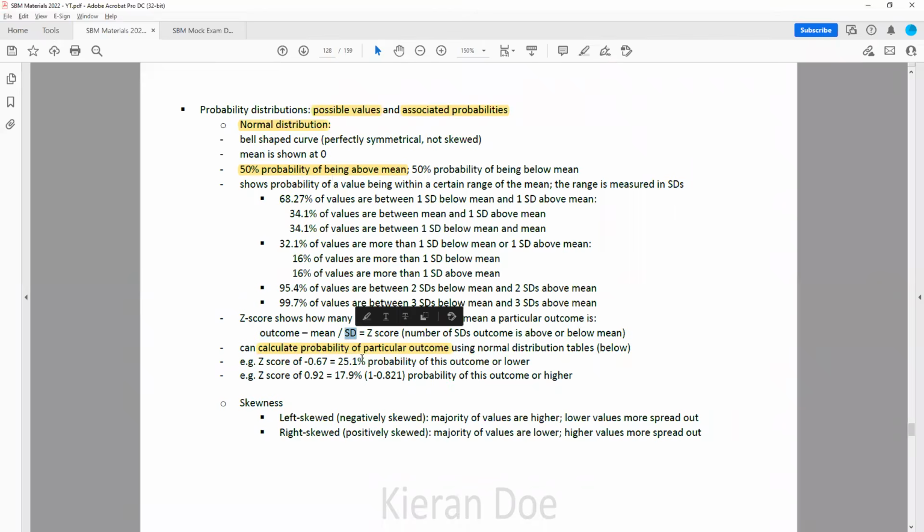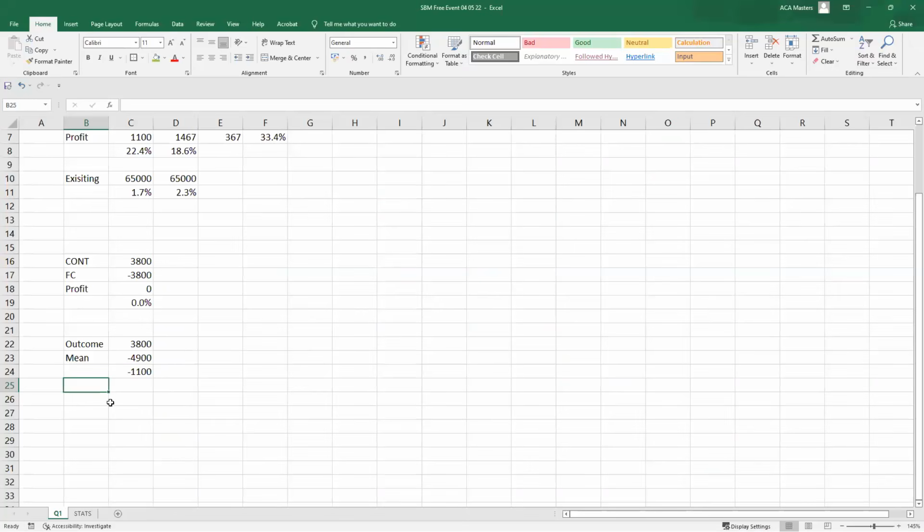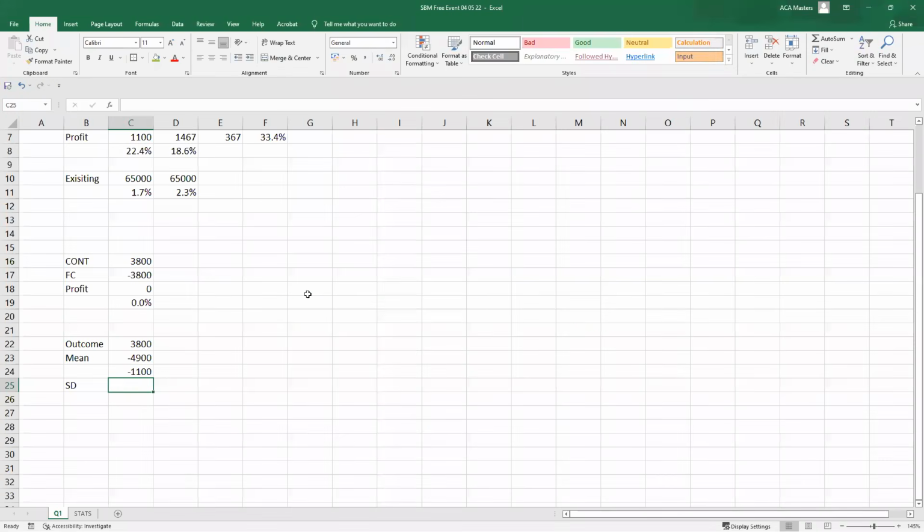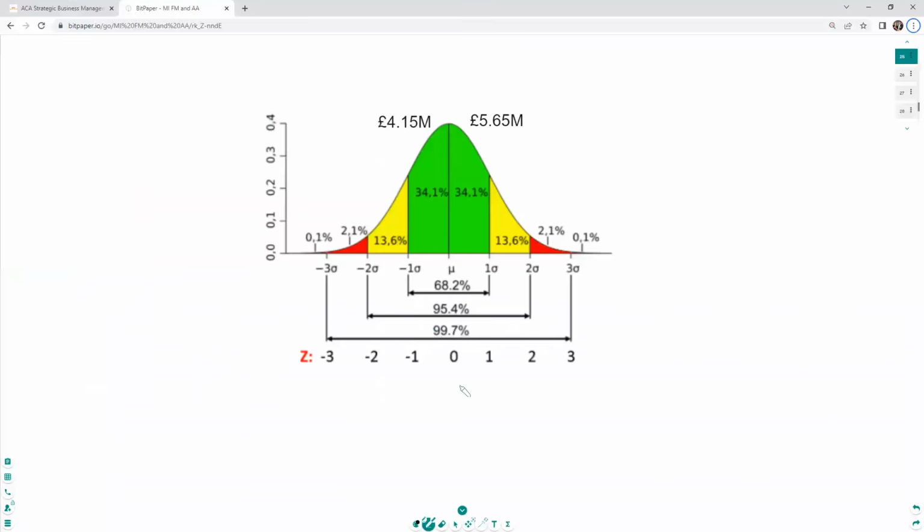And then just divide that by the standard deviation, and that will give us what we call a Z-score. So we know that the standard deviation for Manchester was 750, and therefore we can work out what the Z-score is. And then we've got that Z-score there of 1.47. So what we would then need to do is to take this Z-score, because we know that's 1.47 standard deviations away from the mean.